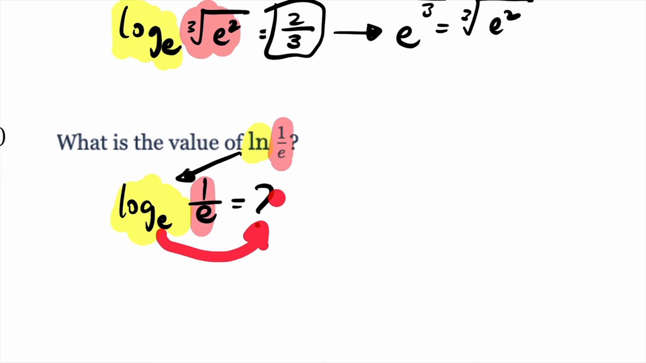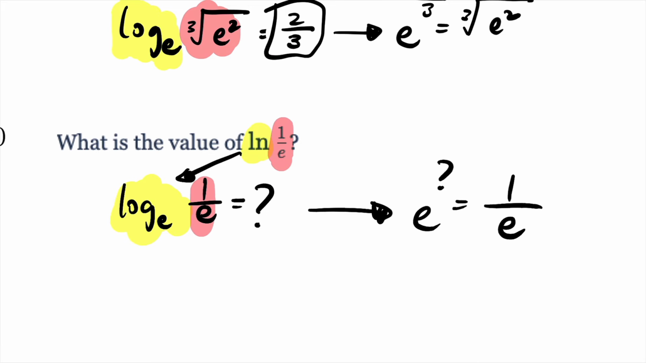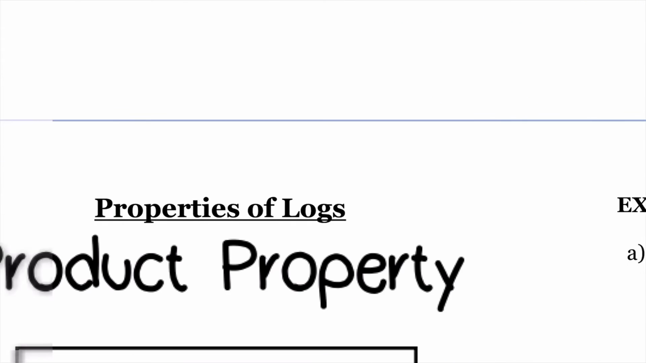Okay, so we got e to what power makes 1 over e. That's what we got to figure out. E to what power makes 1 over e. So what power just flips? Just flips. That's all it does. What is the power that is just going to flip? -1. Yep. -1 is the power that flips. It doesn't do anything but flip. Okay. All right. That is natural logs. So you're going to see those a lot.